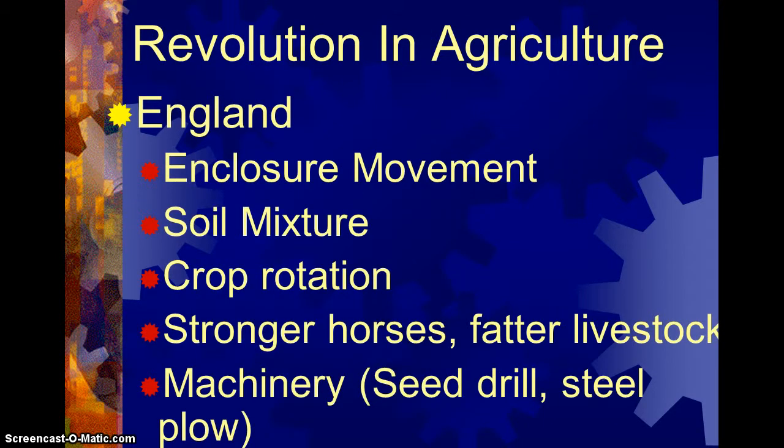Revolution in agriculture. The Industrial Revolution started in England, and it started with the enclosure movement, where autocrats would buy land. They would take away all of the families living on this land, and they would have only one family living there to control the farm. There was the soil mixture, crop rotation, stronger horses, fatter livestock, and machinery, the seed drill, the steel plow. This is when the Industrial Revolution started.